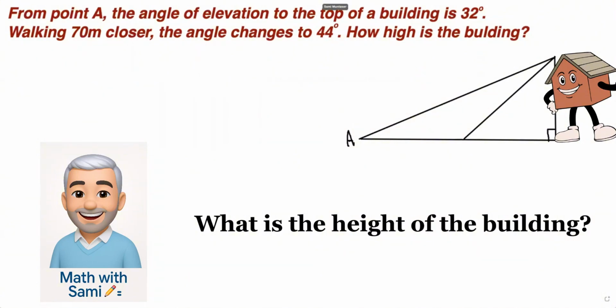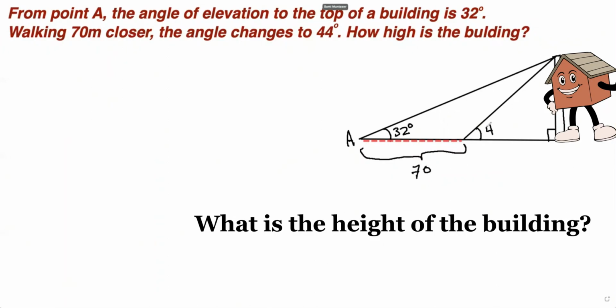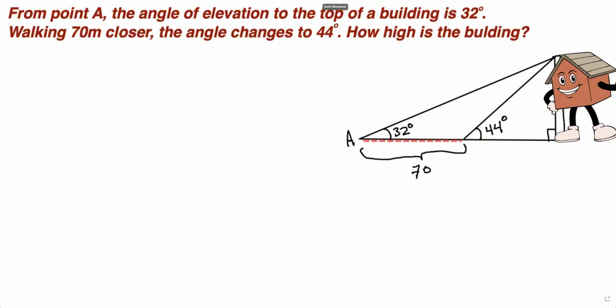So from point A, the angle of elevation to the top of a building is 32 degrees. So what they're saying is this is 32 degrees because this is the top of the building. Walking 70 meters closer, the angle changes to 44 degrees. So when you walk 70 meters closer, the angle of elevation changes to 44 degrees. How high is the building? So what they're trying to find is X, or let's maybe call it H for height. Okay, so here we go. We'll start working on this.